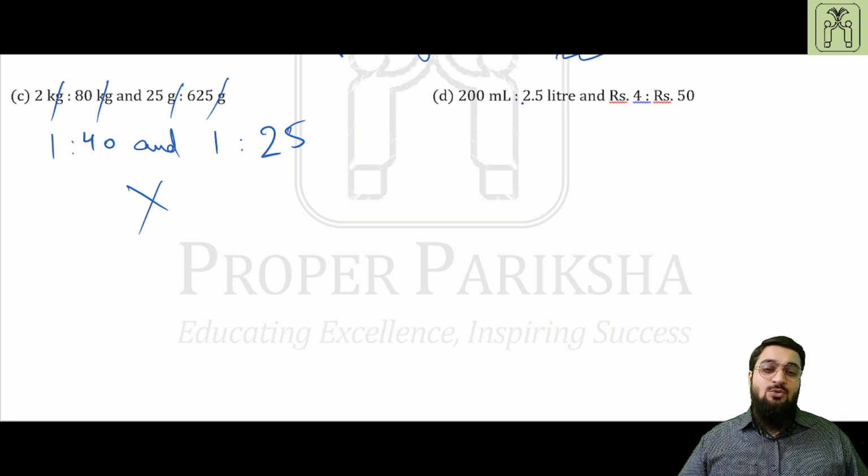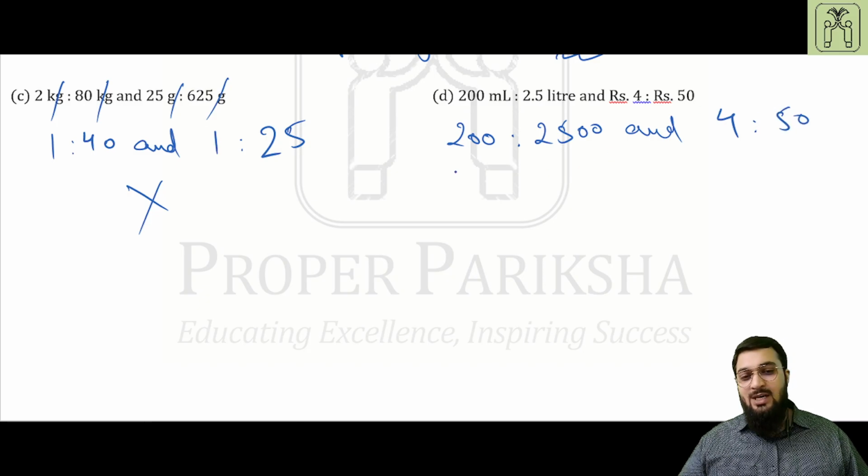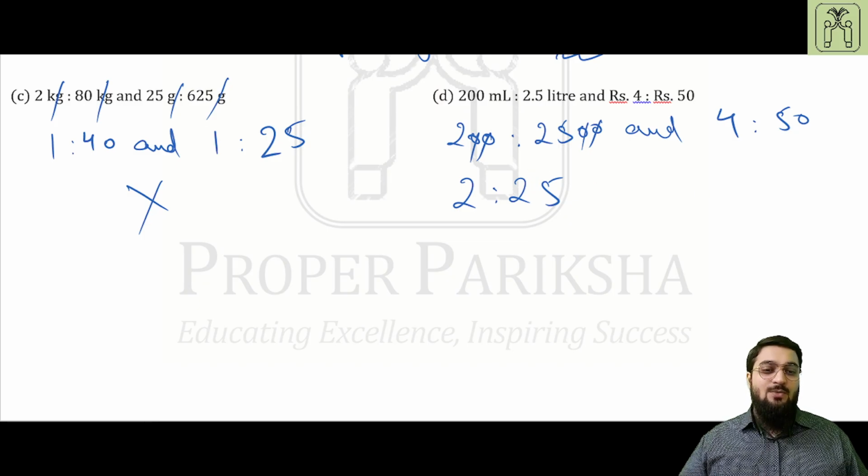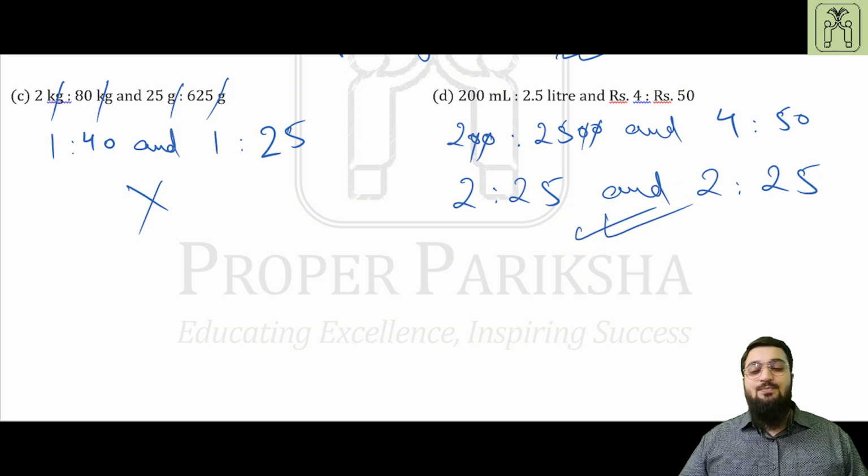200 ml is to 2.5 liter. So what we will do, we will convert it into milliliter. So 200 is to 2500 ml, and that will be cancelled out. Then we will write 4 is to 50. Rupees will get cancelled out. 0 cancelled out in simplification. 2 is to 25 is the final simplification which we can get, and this will be 2 and 25 here also, and yes, they are in proportion.